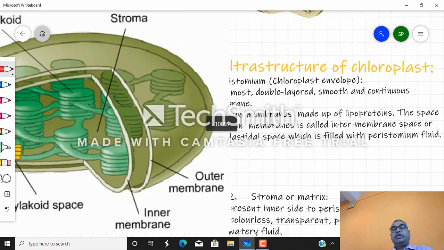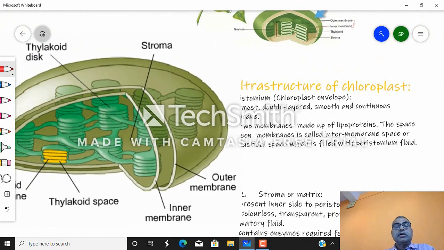This is a structure of the chloroplast. This one is an outer membrane, this one is an inner membrane, and inside the inner membrane the total region is the stroma region, and within the stroma these green colored granum regions are present. These are the regions which connect the granum regions, called intergranal lamellae. This one is a granum region, and this granum region is suspended in the stroma region.